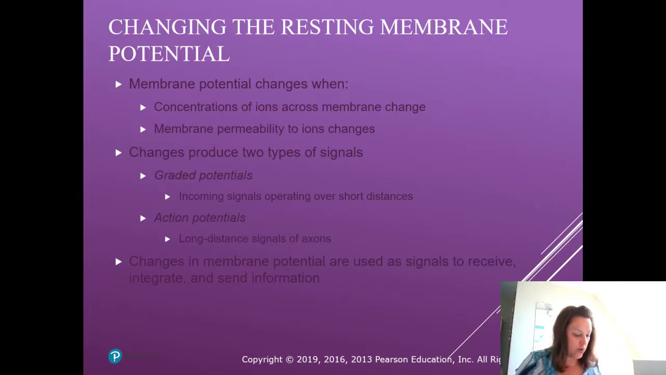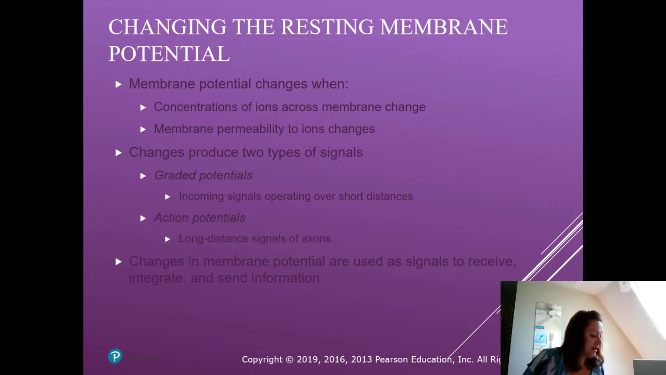signal down the axon. All right, so I'm just going to go through my notes here to make sure that I know where we're going. I don't want to miss anything.